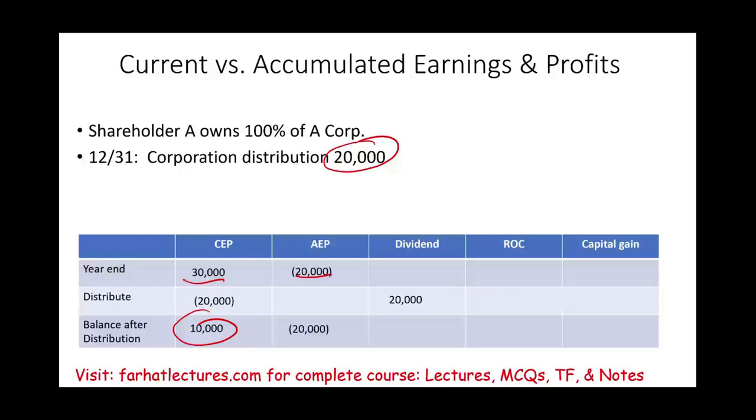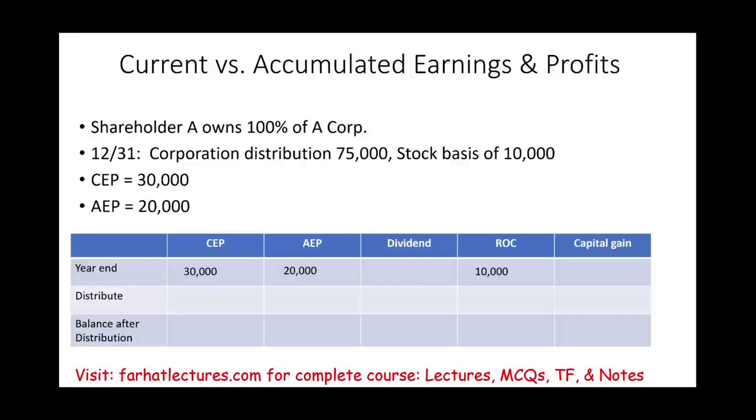Now, by the end of the year, what's going to happen? The CEP is transferred to AEP, so our AEP for the following year is negative 10,000, and CEP will be zero at the beginning of the year. We talked about this in the prior session.